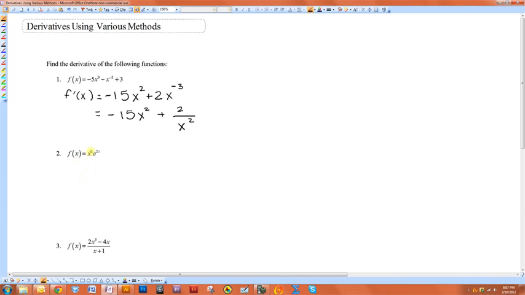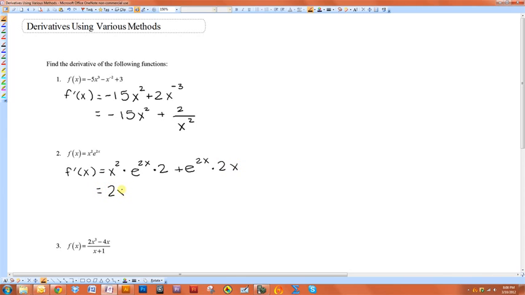Okay, with this one, since we have two things being multiplied by each other, we're going to have to use the product rule to find the derivative. So f prime of x is equal to the first times the derivative of the second, in which case we're going to need to use the chain rule to find that. So it's e to the 2x times the derivative of the function within the function, so 2, plus the second, e to the 2x, times the derivative of the first, so times 2x. Okay, let's clean this up.